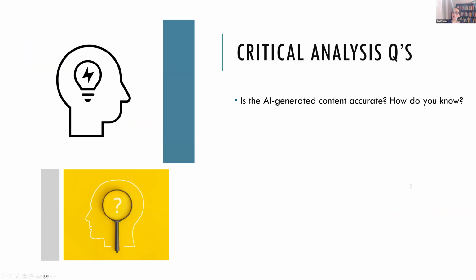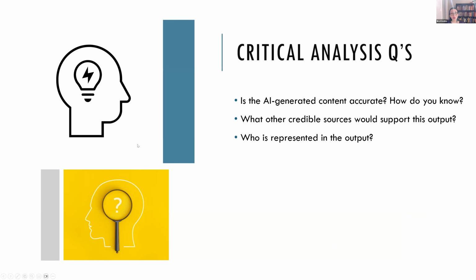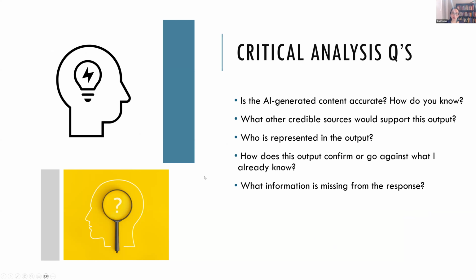Okay. So here are some other questions that you could ask. I showed a few examples of images and sentences and text, but these are critical analysis questions that you can really use in any course, for any topic, for language structures. Really, they're kind of just general questions. So first, is the AI generated content accurate? How do you know? What other credible sources would support this output? Who is represented in the output? How does this output confirm or go against what I already know about this topic? What information is missing from the response?